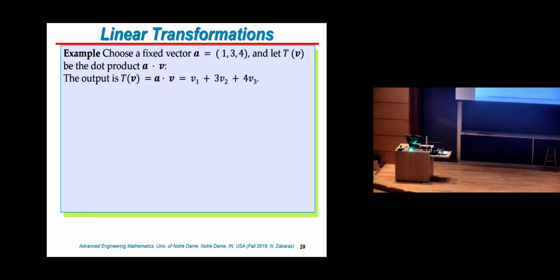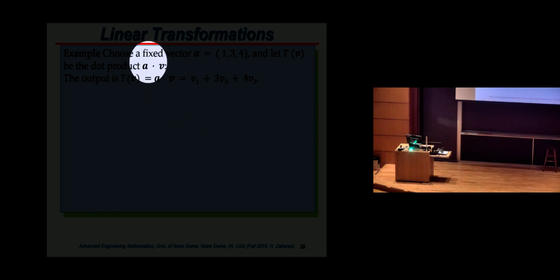So here is another trivial example of a linear transformation. Suppose you have a fixed vector A, and in this case it is the vector 1, 3, 4. And you define the linear transformation as mapping these vectors in R cubed to scalars, and it's defined through the inner product of A with V. So A, again, is a fixed vector. This is the definition of the linear transformation.